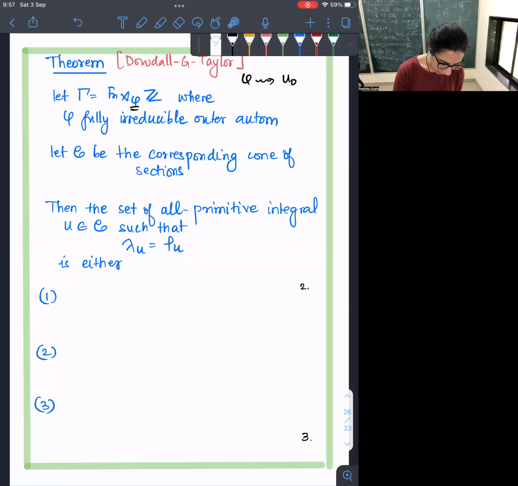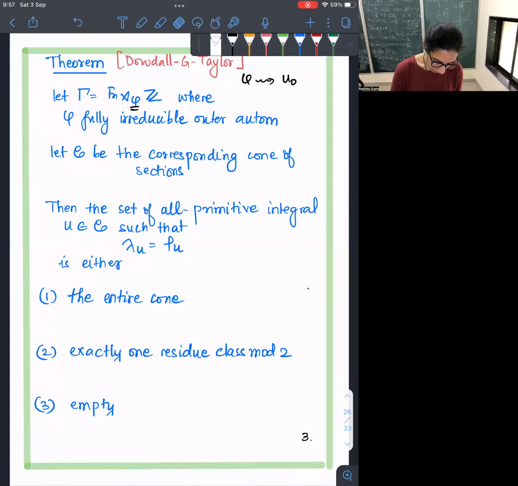And here we get three cases. It's either the entire cone, so every point in the cone has this symmetry, or there's exactly one residue class mod 2, so here I mean the classes U equal to U0 mod 2, where U0 is coming from the original automorphism. So there's exactly one residue class mod 2 which has the stretch factor symmetry, or it's empty, that is, nothing has stretch factor symmetry.